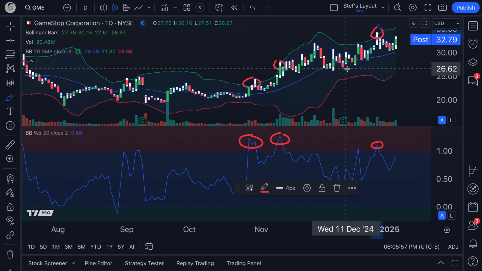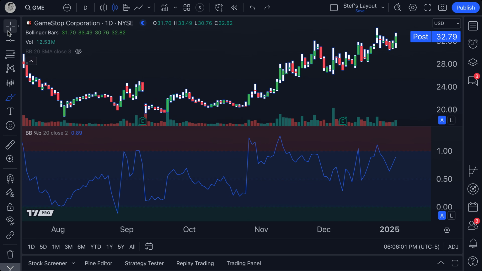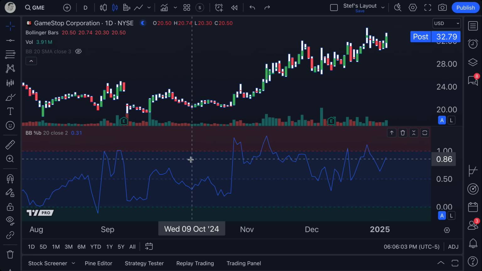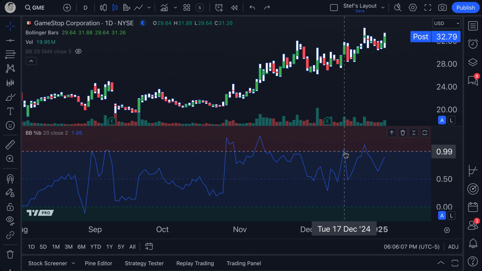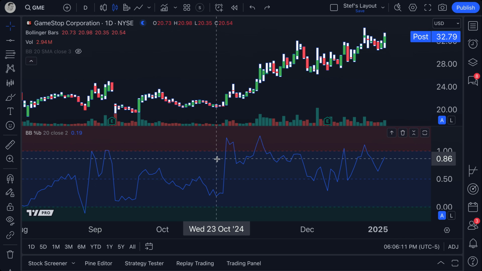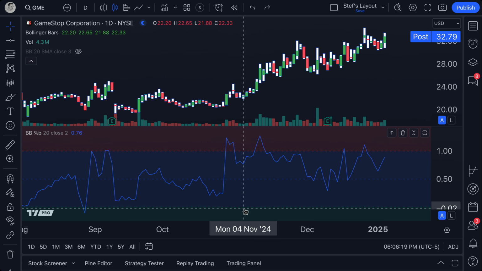Now, how did I know that? How did I spot that on this specific chart? Well, this chart is effectively showing you three things. This red area at the top is showing you the top of the Bollinger Band. So if this blue line ever goes above this red area, it means it's above the Bollinger Band. So anything over 1 is above. Down here is 0.